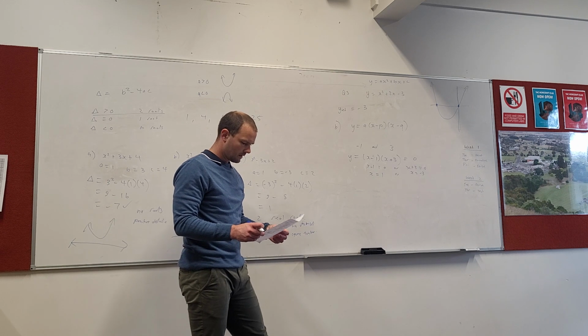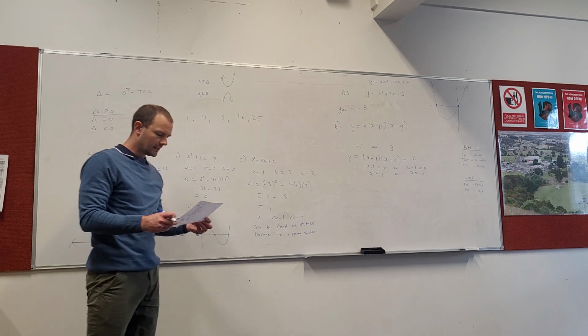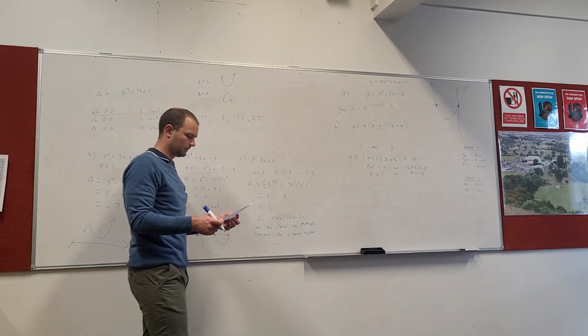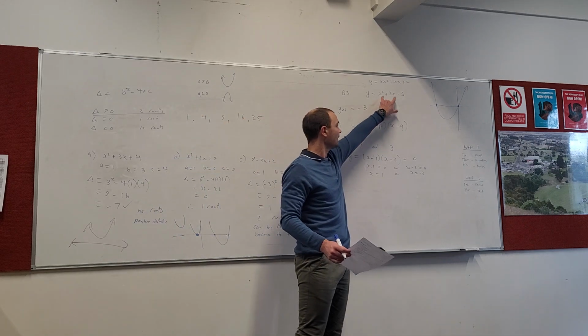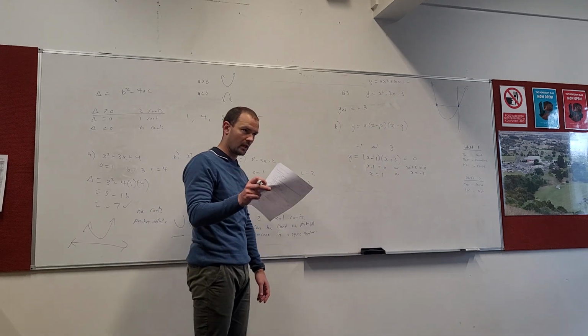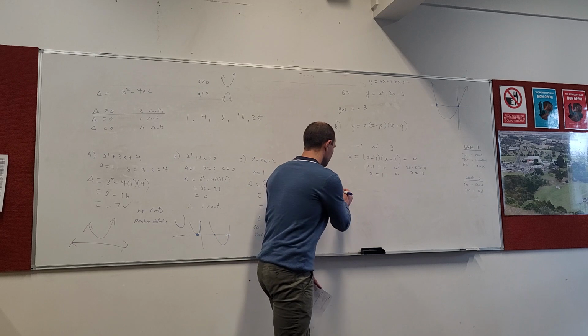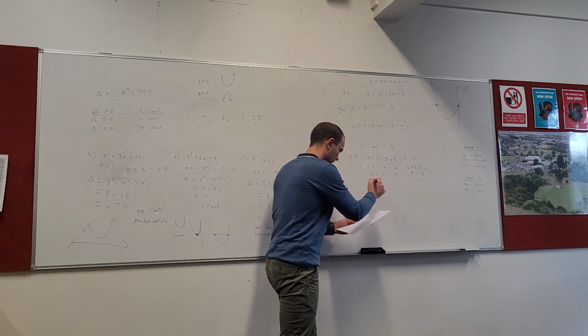All right. State the quadratic in completed square form, and hence state the vertex. So we're going to take this quadratic and we're going to complete the square. So that's for part C.